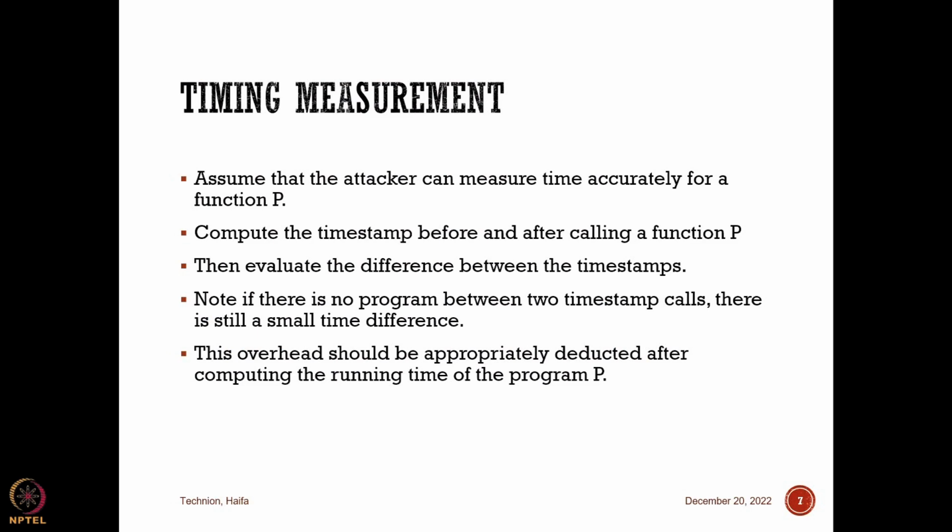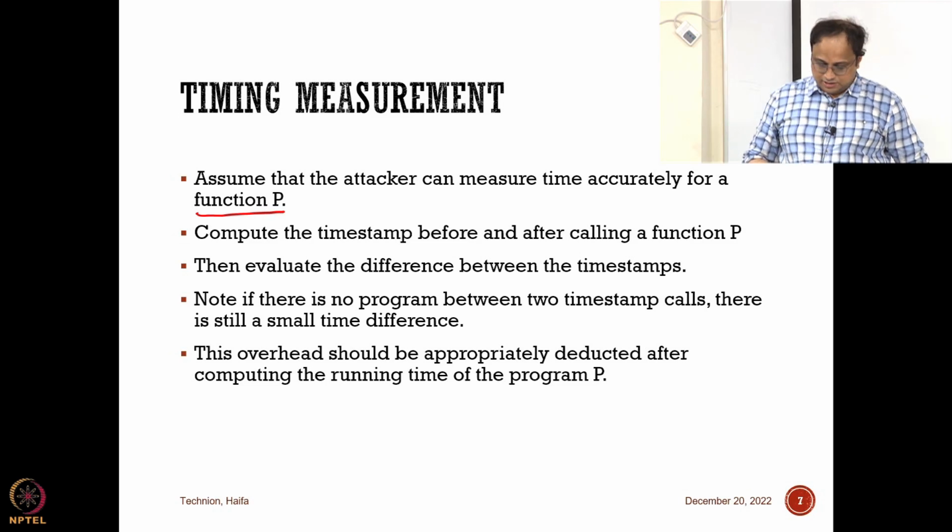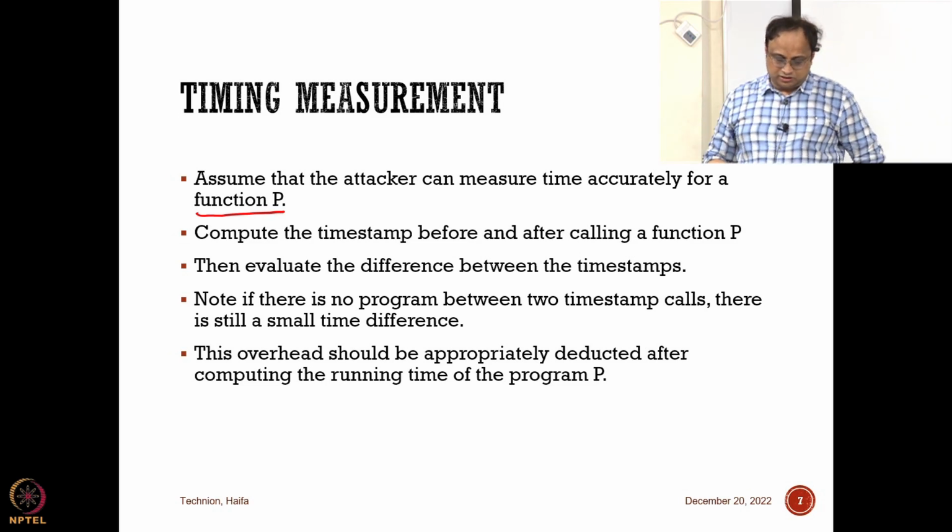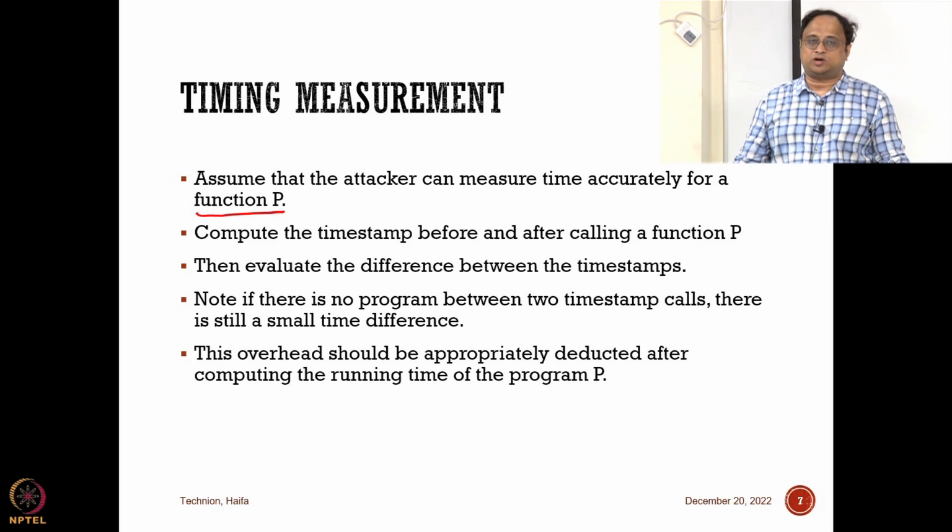So what we do is this. This is where timing measurement comes into the picture. I will assume that the attacker has the capability of very accurately measuring time. Imagine there is a function p, any function. You should be able to find out very accurately what is the time required to compute this function p.